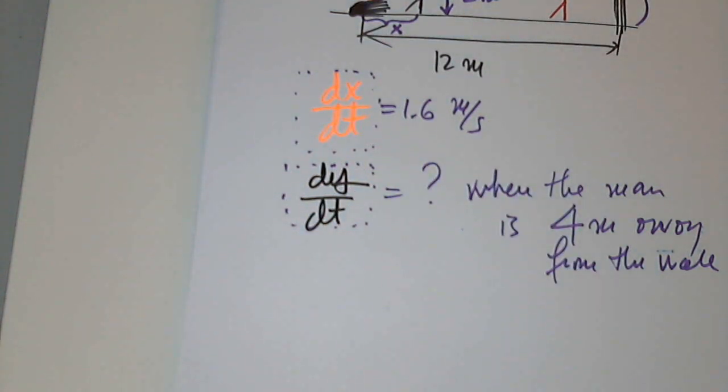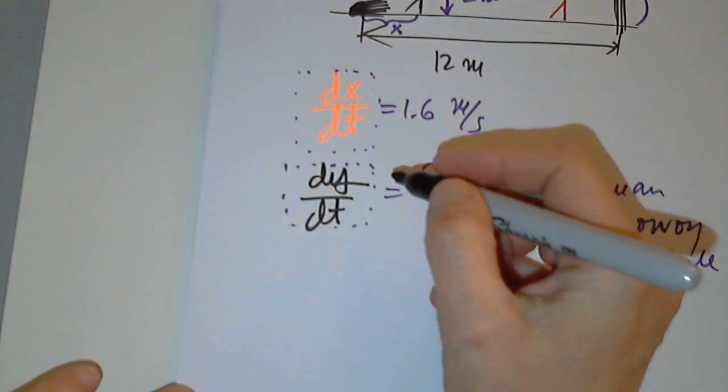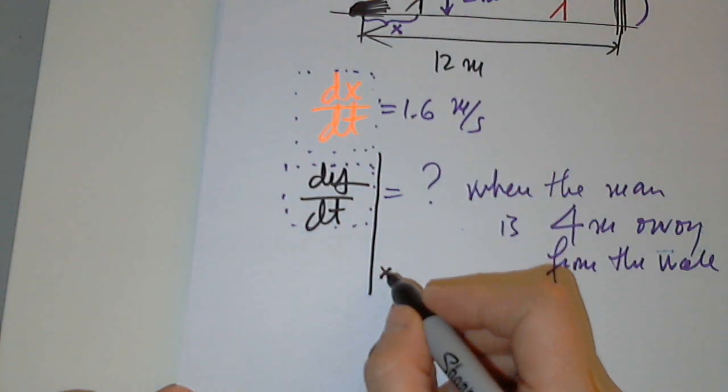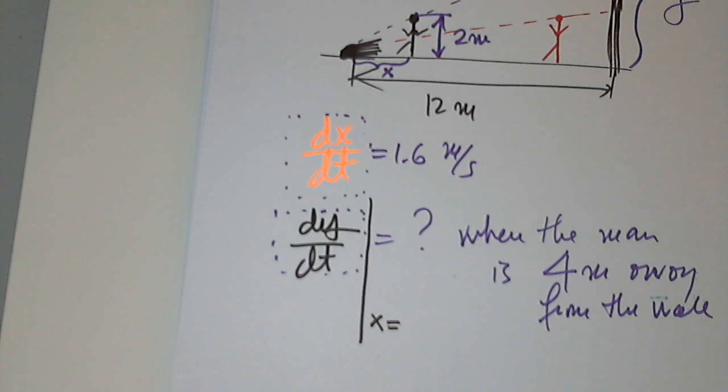Excellent. Correct. So we are given the rate of change of distance with respect to time, which is 1.6. And they want us to determine how fast is my shadow decreasing when I move closer and closer to the wall. Now, this is when x is how long?